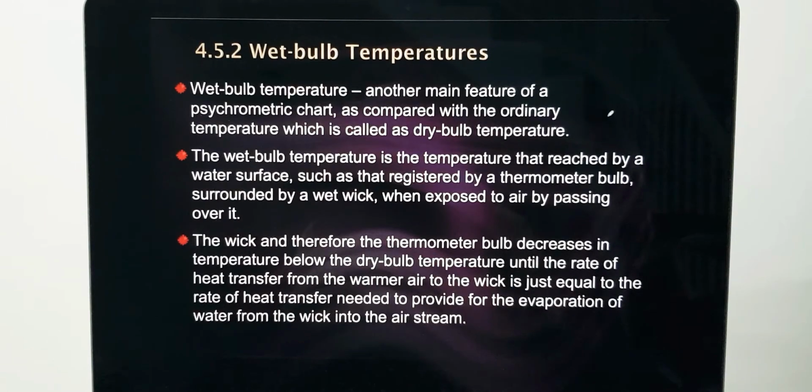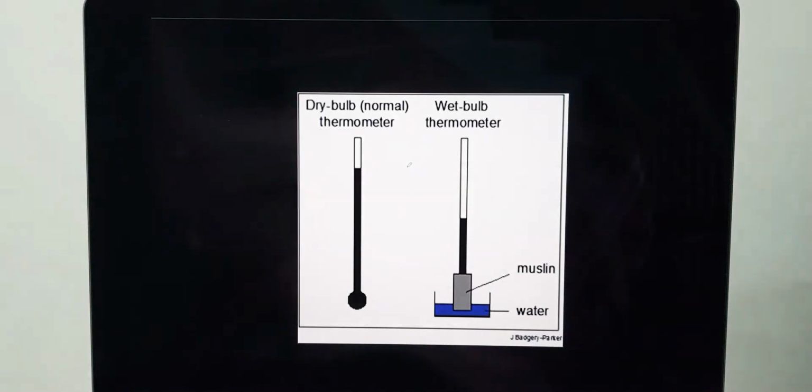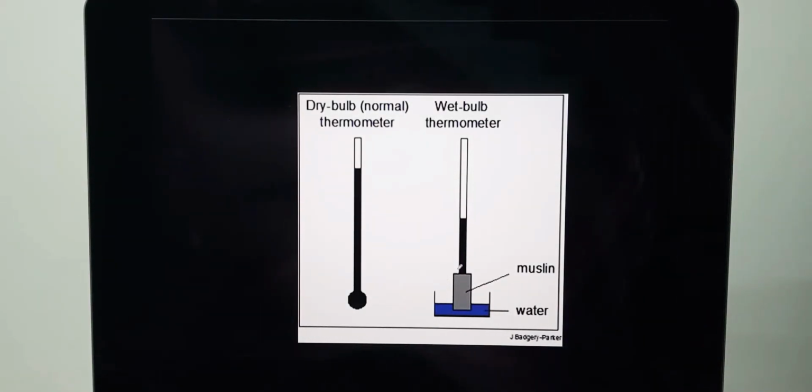Alright, then we move on to wet bulb temperature. Wet bulb temperature is another main feature of the psychrometric chart, when we compare with the ordinary thermometer, where you have this mercury bulb, that one is known as the dry bulb temperature, the dry bulb thermometer. The wet bulb temperature is the temperature reached by a water surface, such as that registered by a thermometer bulb surrounded by a wet wick when exposed to air passing over it. Okay, so what is the wick? The wick is over here.